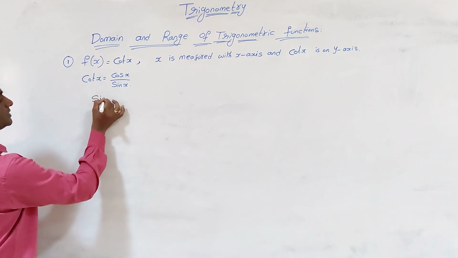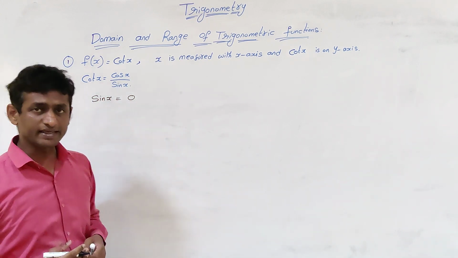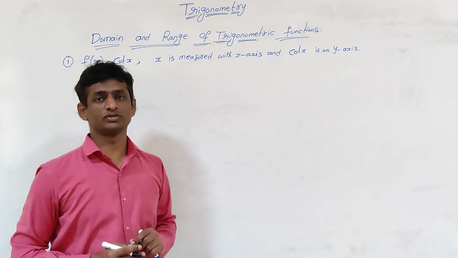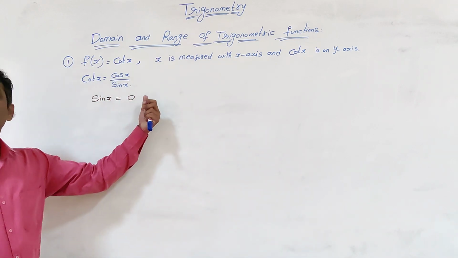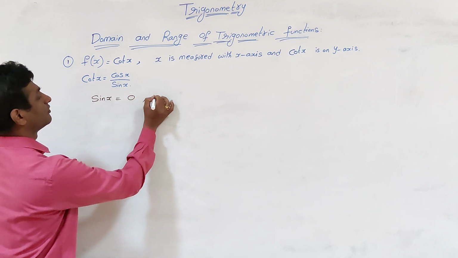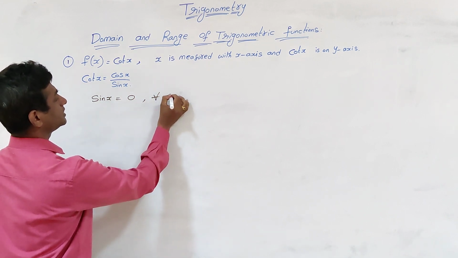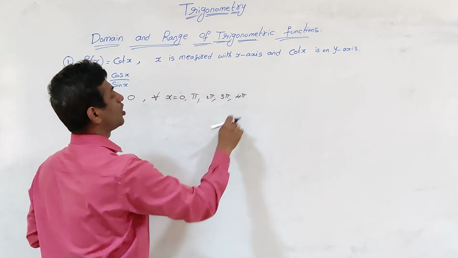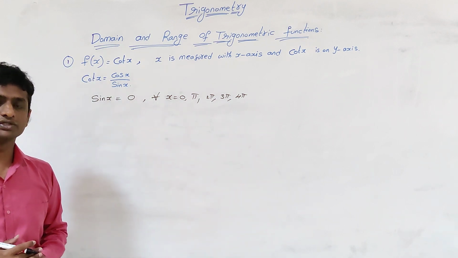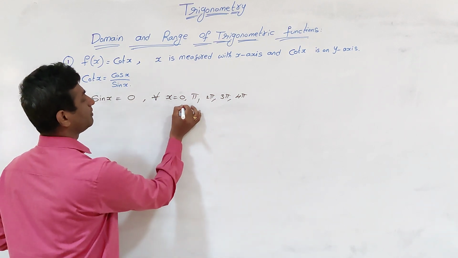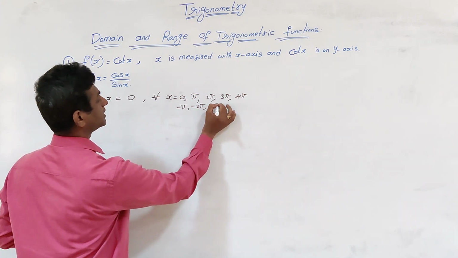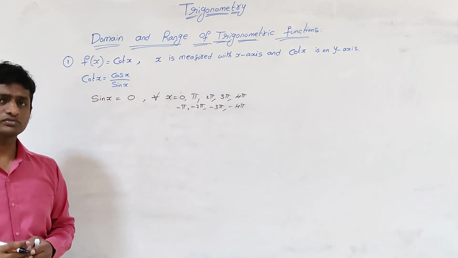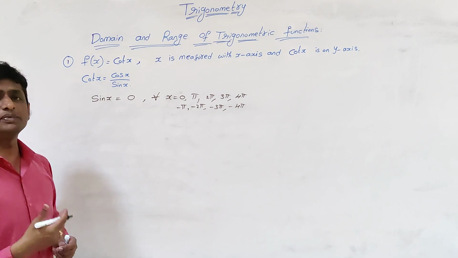But we will check for what values of x the sin x is 0. For what angles is sin theta 0? So sin x is equal to 0 for x equal to 0, pi, 2 pi, 3 pi, 4 pi, and so on, if it rotates in the anti-clockwise direction. If it rotates in the clockwise direction also, it will be minus pi, minus 2 pi, minus 3 pi, and minus 4 pi. Means 0, 1, 2, 3 are integers, and it is multiples of pi.